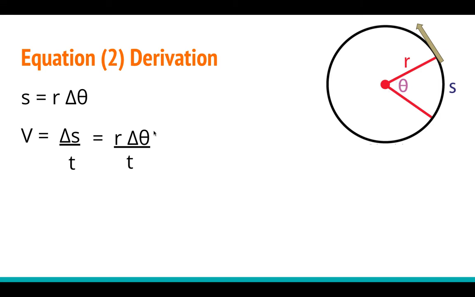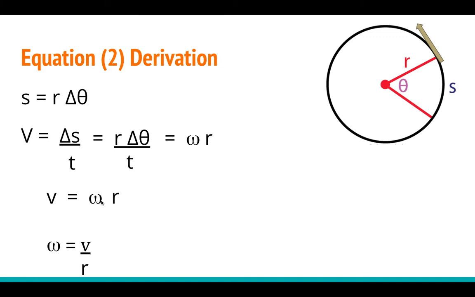You might notice here that now we have delta theta over t, the change in angular position over time, which is defined as the angular velocity. So what we can do is plug in for omega. Omega is delta theta over time. This gives us a relationship that relates this linear velocity that we've been looking at to the angular velocity. Our linear velocity is equal to the angular velocity multiplied by the radius.